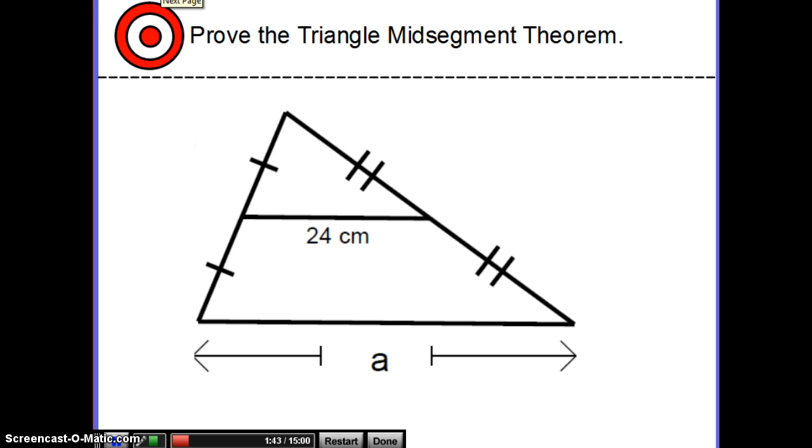So you can see from this picture that this is a midsegment because this is obviously a midpoint over here, because those two halves are congruent. This is also a midpoint over here because those two halves are congruent. So if this is a midsegment and it's 24 centimeters, that means it's half the length of this side over here. So 24 times 2, that means that A is going to be 48 centimeters.